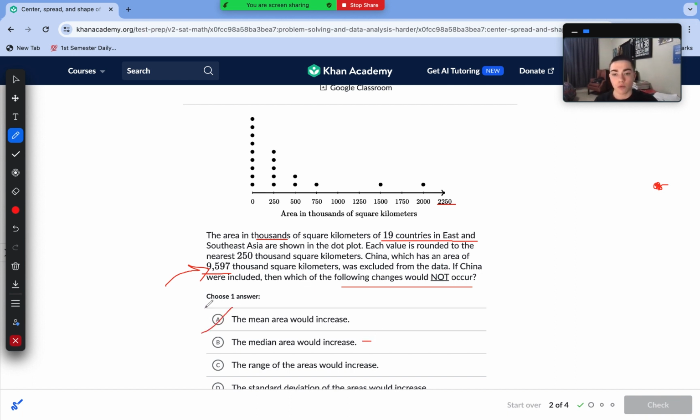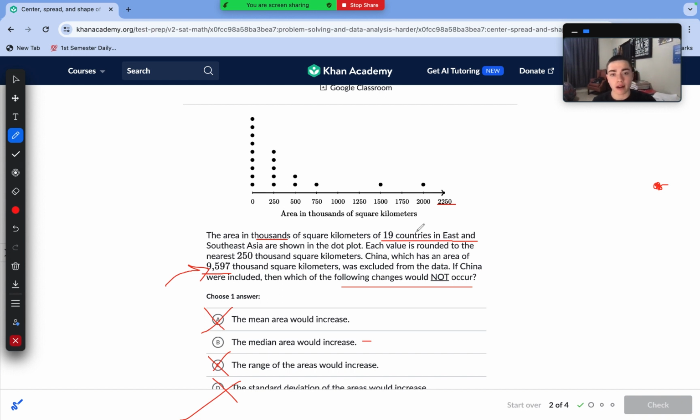The range would increase, yes, because range is the largest value minus the smallest value, so the range would definitely increase. And the standard deviation of the areas would increase. So standard deviation, a low standard deviation means everything is clumped together. High standard deviation means there's more variation. And if we had an outlier way out here, that would mean there is greater variation, so that would increase the standard deviation. So by process of elimination, we know that answer choice B is correct, but let's confirm that here.